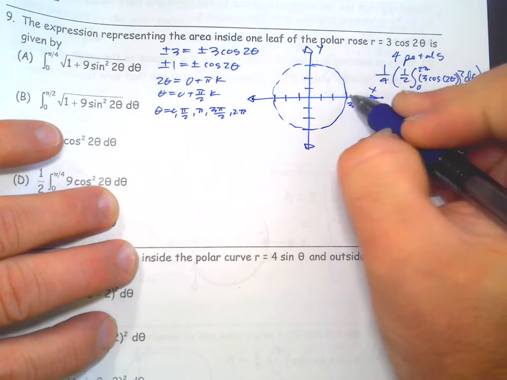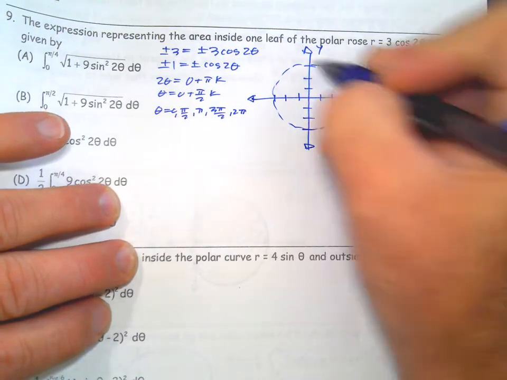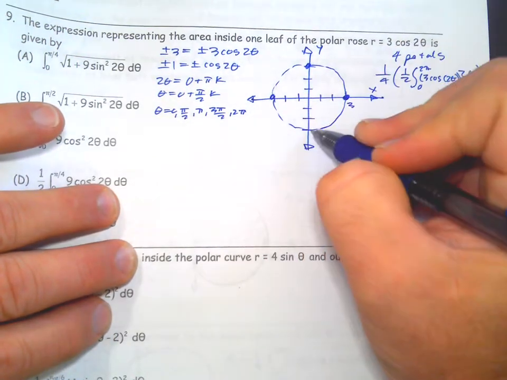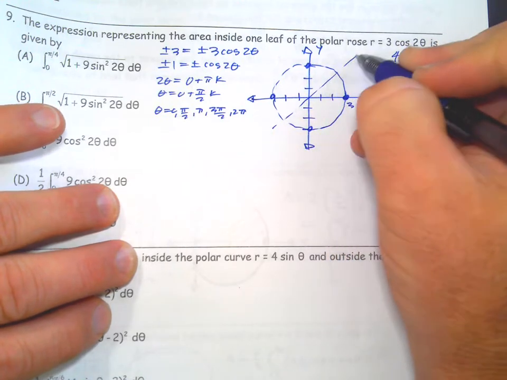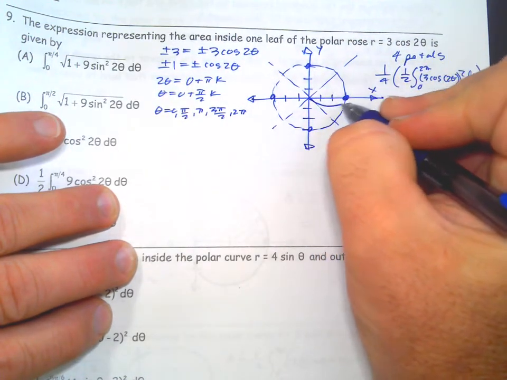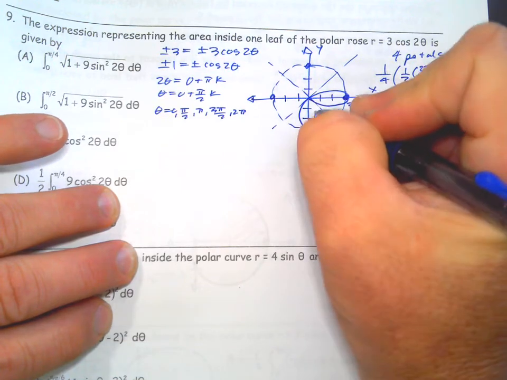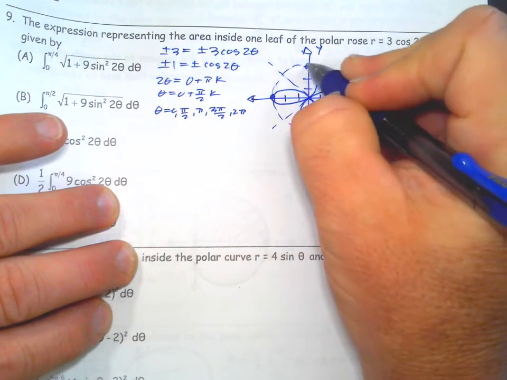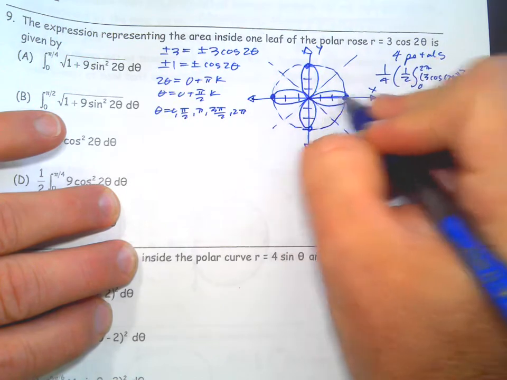So the first petal is here. The next one's here. Next one's here. Next one's here. Draw these angles that cut those angles in half. So that's the first petal. That's the second petal. That's the third petal. That's the fourth petal.